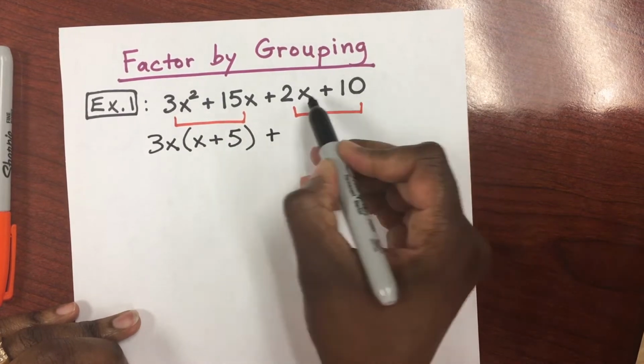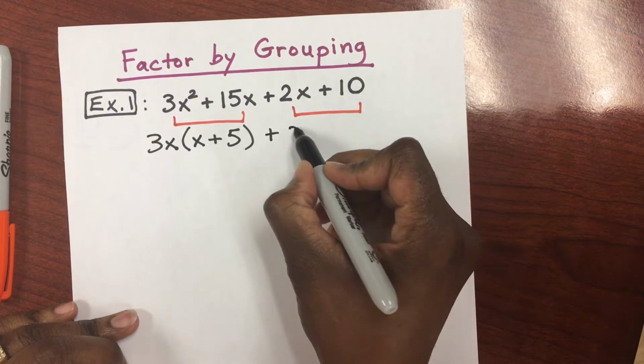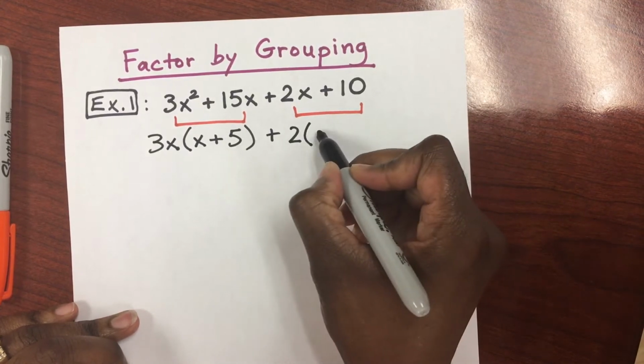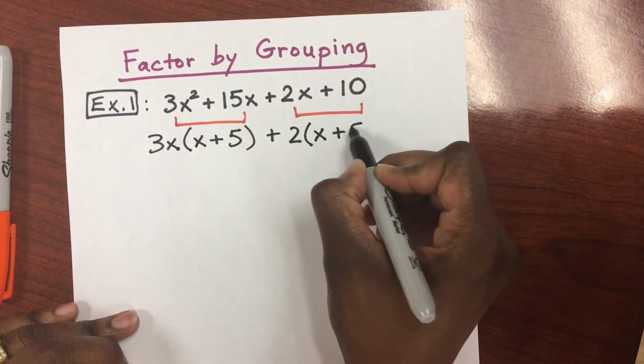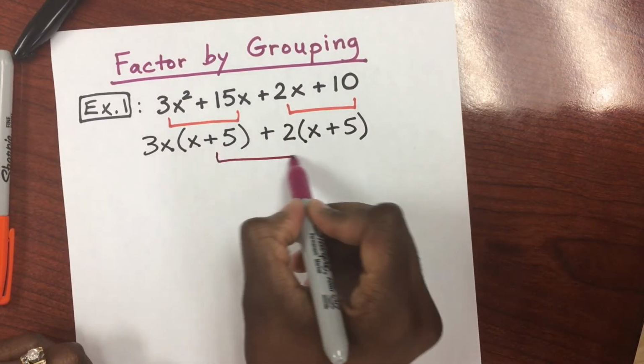Now we're going to do it again. What do 2x and 10 have in common? Well, the greatest common factor is 2, so we factor out 2. What we have left is x plus 5. Notice that these two, x plus 5, are the same.